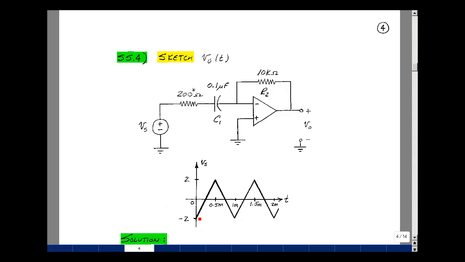It goes from minus 2 volts to plus 2 volts in half a millisecond, and then from 2 volts to minus 2 volts for another half a millisecond. It just repeats itself, a period of 1 millisecond or 1 kilohertz. Can you take that waveform in this circuit and predict V out if we ignore the 200 ohm resistor? I'll explain that in a little bit.